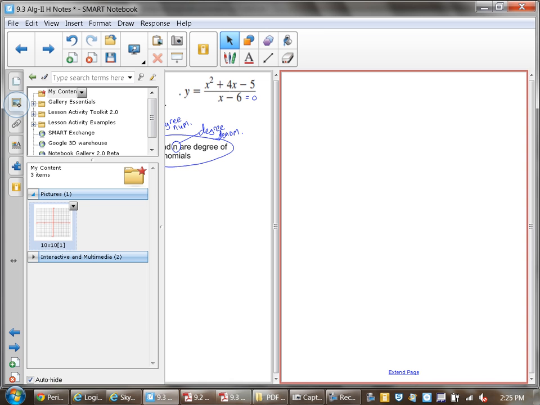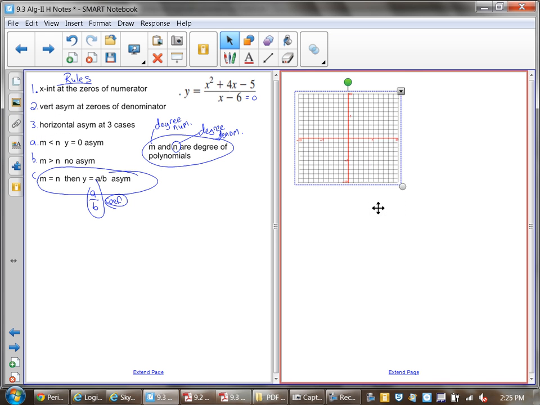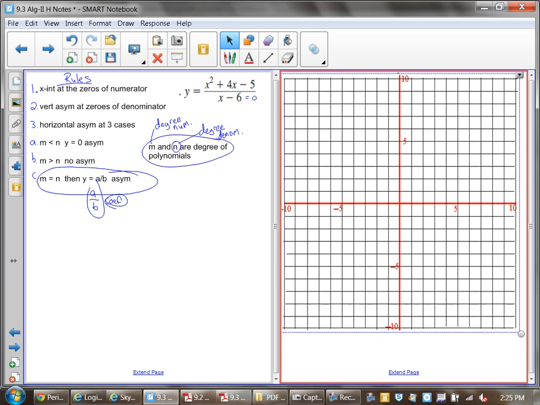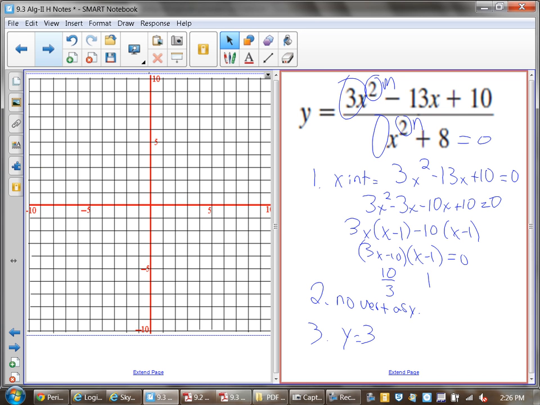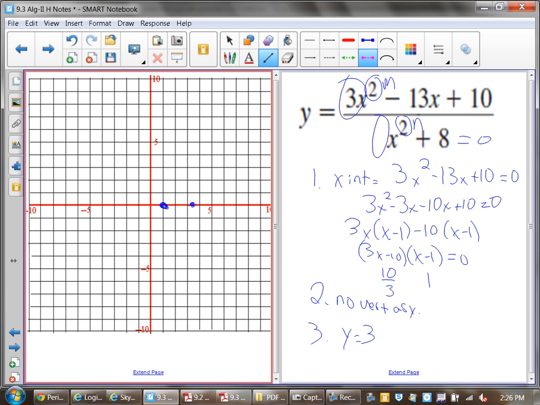I have intercepts at 1 and 3 1/3. There's no vertical asymptote, but there's a horizontal asymptote at 3. For right now, that's all we need to do. The rest of the graph we'll be able to find by using table functions.